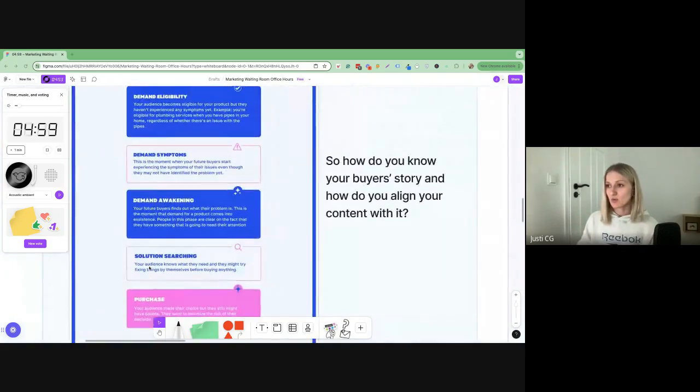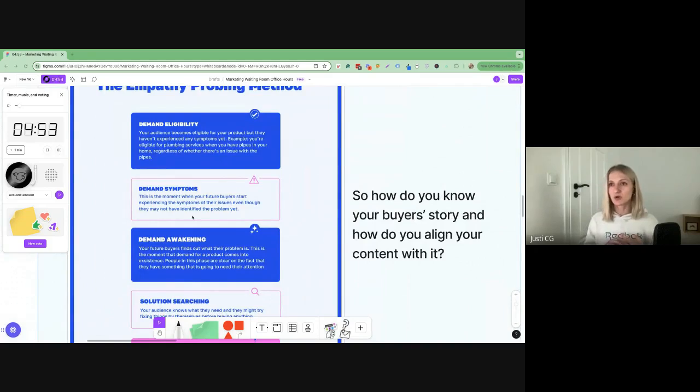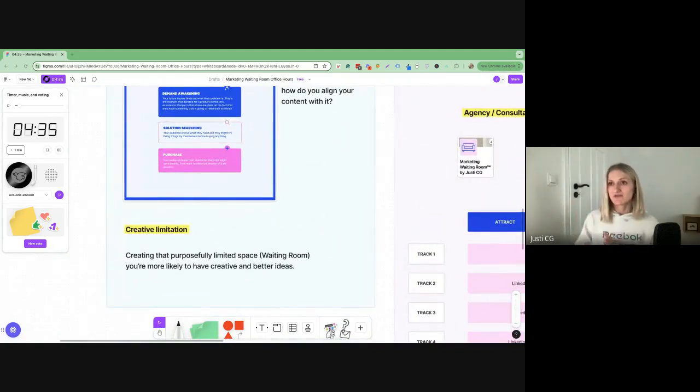And if you know what is happening at each of these stages, then you really know what kind of experiences and what kind of content you can deliver to your prospects. That's what really shapes your strategy, content and experiences strategy within the marketing waiting room. So that's basically the idea of the marketing waiting room.